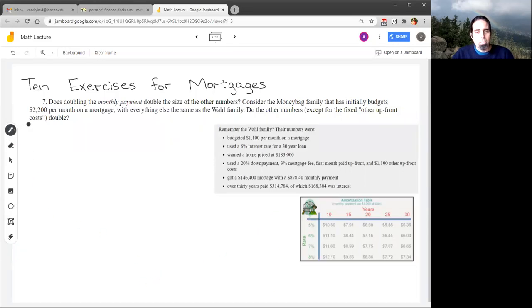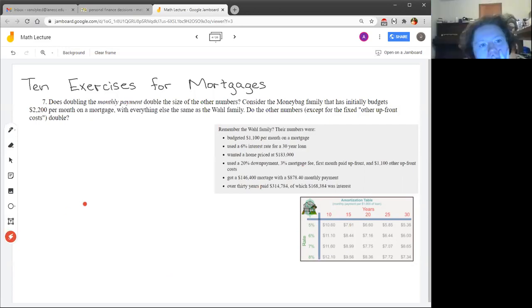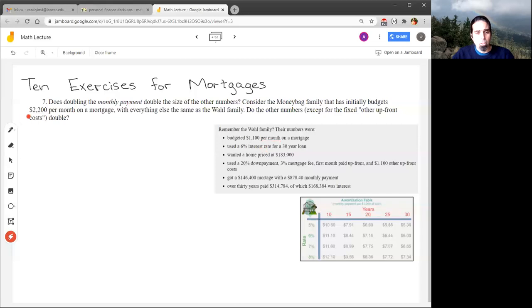The question is, if compared to the Wall family, the Moneybag family doubles their monthly payment size, does that make everything else double also? Or maybe something else will happen. Let's check and see if that works. The Wall family budgeted 1,100 per month. Now we're going to double that to 2,200.